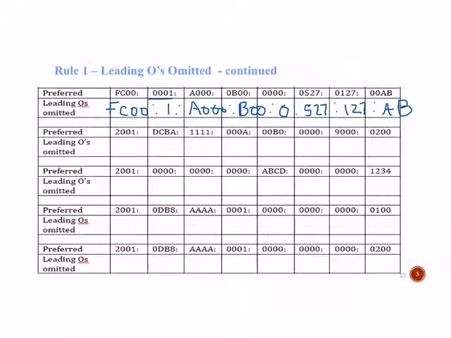I will show you down here, 2001 colon. Leave off the 0, so DB8 colon, 4 A's and a colon. There are 3 zeros here, so I will just have a single number 1. I'll reduce that to a single 0. And this one has a leading 0, so it would be 100. Okay.